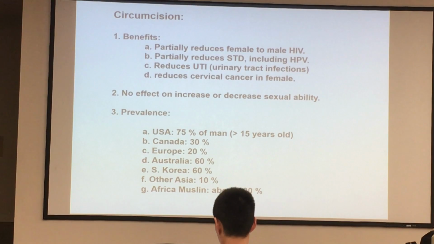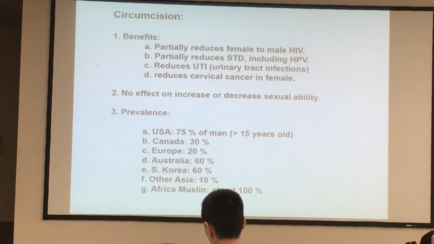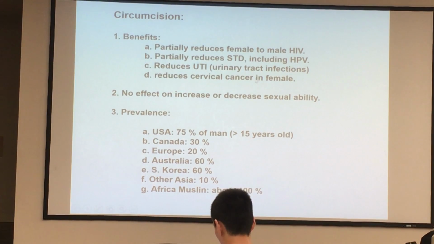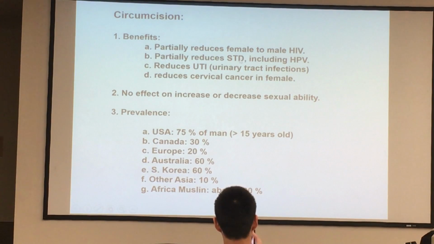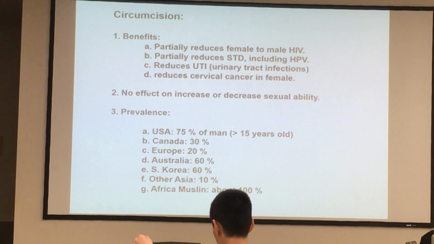I will say something about circumcision. It means cutting it out. The benefit is that it can reduce cervical cancer in females during sexual activity. It also can partially reduce sexually transmitted disease. It can reduce urinary tract infection, but not 100%. But it has no effect of increasing or decreasing sexual activity. You cut out the skin or not, same thing.